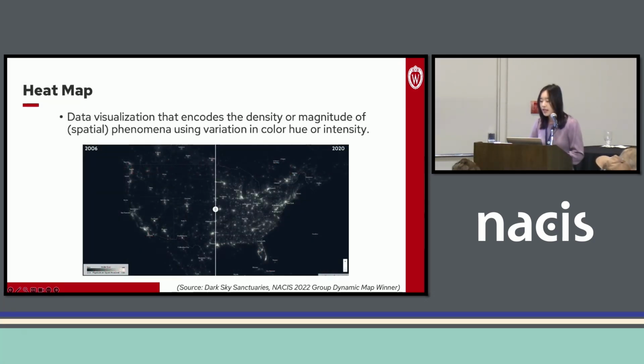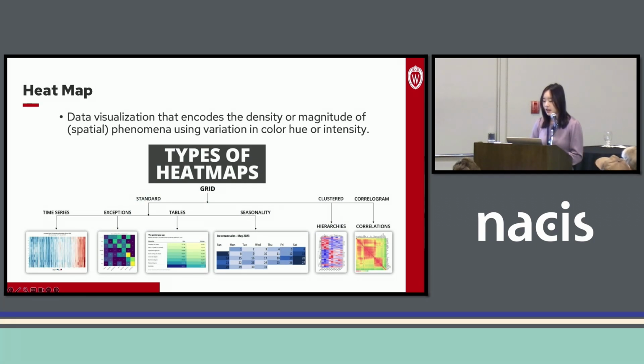So what is a heat map? It's a visualization technique that uses color intensity or hue variation to represent the density or magnitude of a spatial phenomenon. Below is an example also from the NACIS map gallery, very beautiful. I put parentheses around "spatial" here because heat maps didn't originally evolve from cartography. In fact, they are widely used in fields like biology and statistics, where they often display data in grid formats. Like the example on the right, you can see many variations of grid heat maps. While the form varies, the underlying concept is the same: representing density or intensity through color.